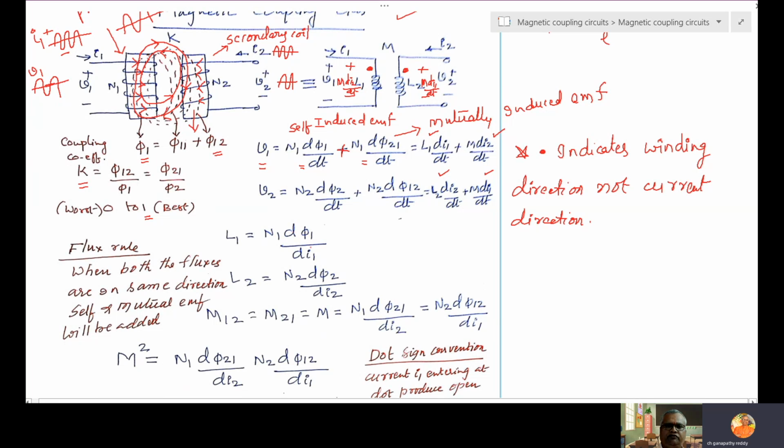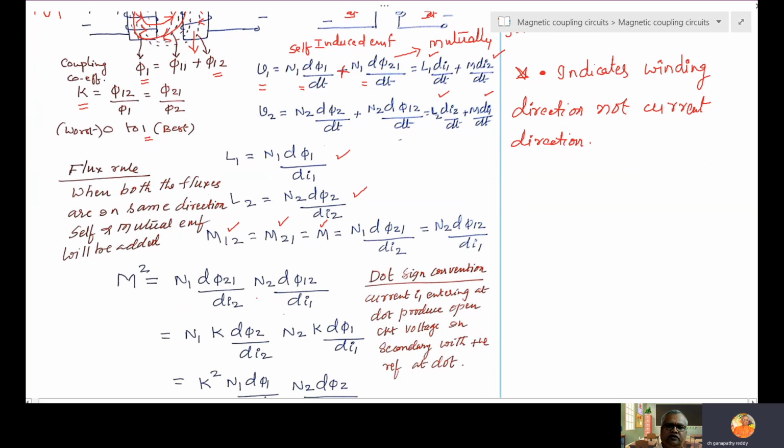N1 dphi1 by dt is equal to L1 di1 by dt. dt cancels. So the expression for L1 is N1 dphi1 by di1. The same way, L2 is N2 dphi2 by di2. Then mutual is also equated. M12 equal to M21 is equal to M, symmetrical coupling, is equal to N1 dphi21 by di2 is equal to N2 dphi12 by di1. So just by comparing self and mutual, you get these equations.